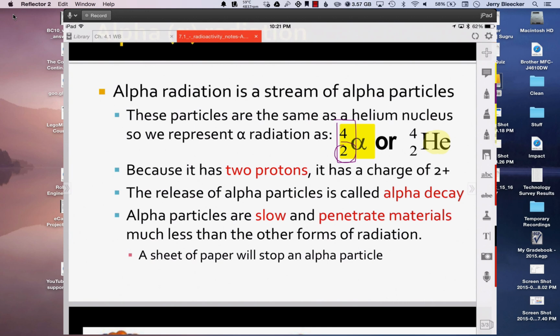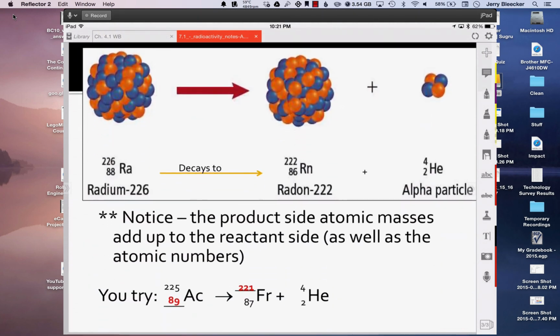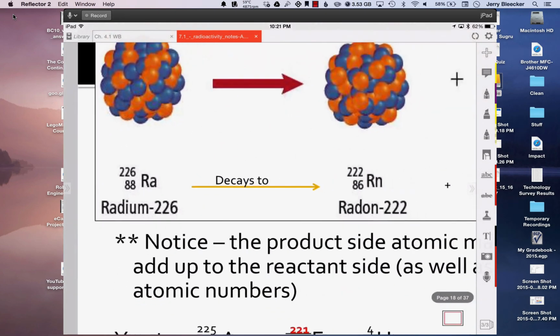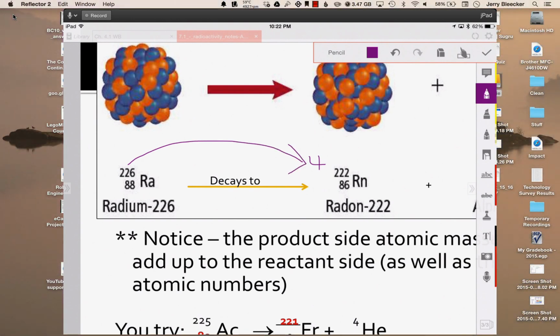Okay. So again, this is a pretty weak form of radiation. You have to be able to identify these symbols. There's 2 ways of showing it. This is an example of radium-226. And I think what's most important about this is if it's going to lose 2 protons and 2 neutrons, there's your loss of 4. So now this weighs 222.